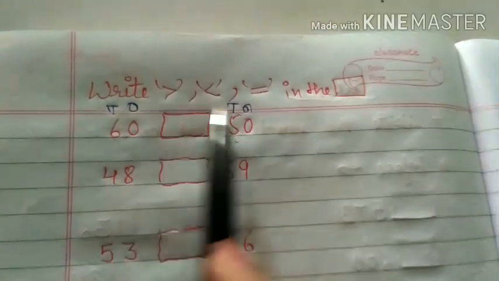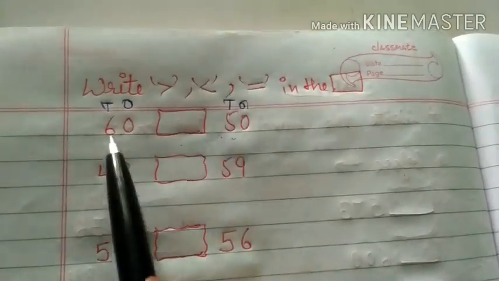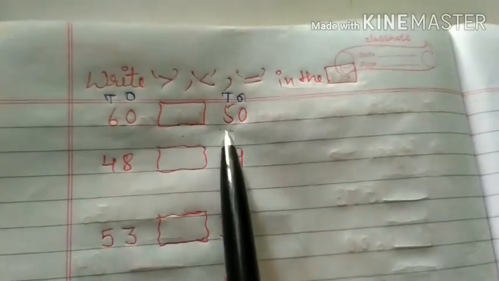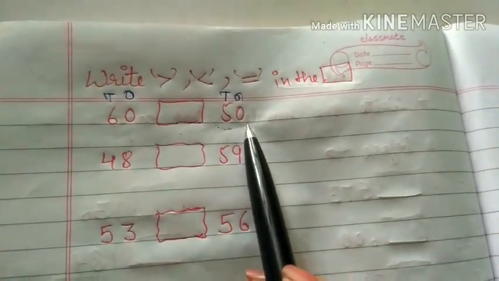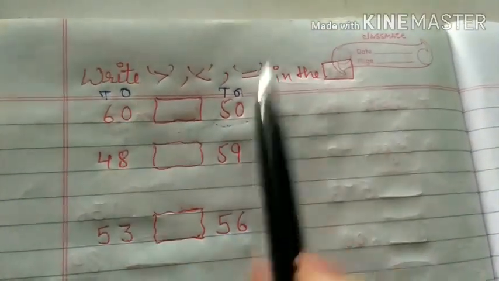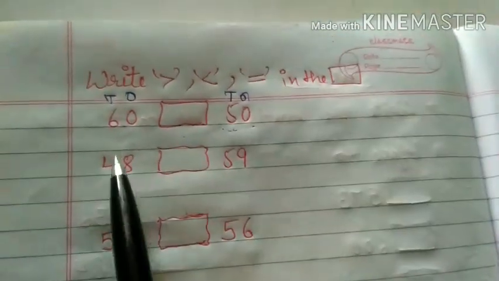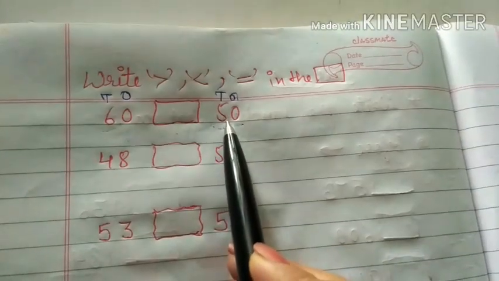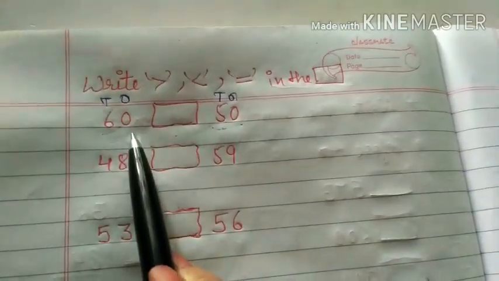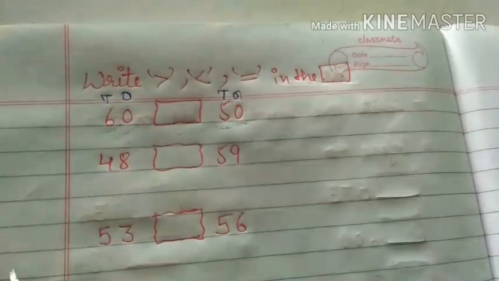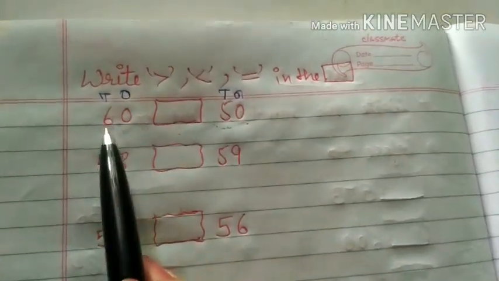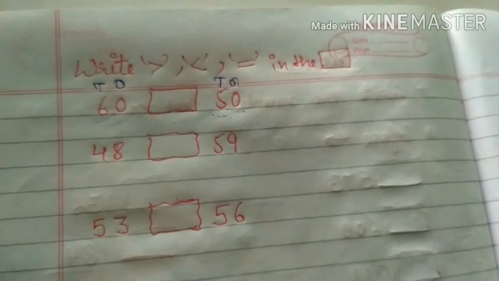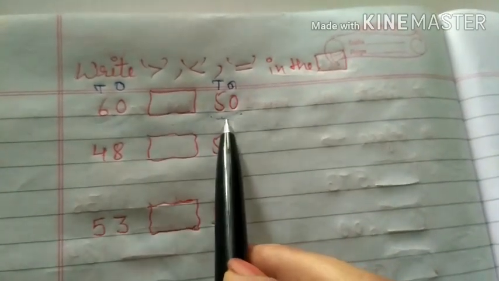Now we have to put the correct sign here in the box. Okay, here I have 60 and here I have 50. So we check the tens place in these 2-digit numbers. What is here at the tens place? 6. And what is here at the tens place? 5. And at the ones place we have 0, 0. Tell me which one is the bigger one, 6 or 5? Yes, you are right. 6 is bigger than 5.